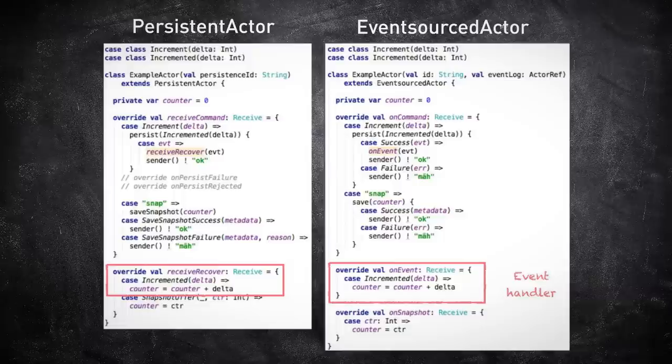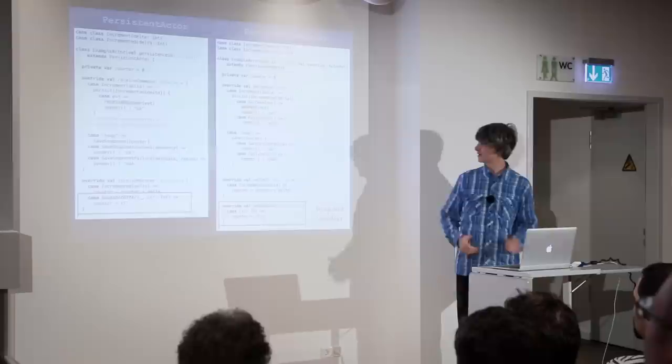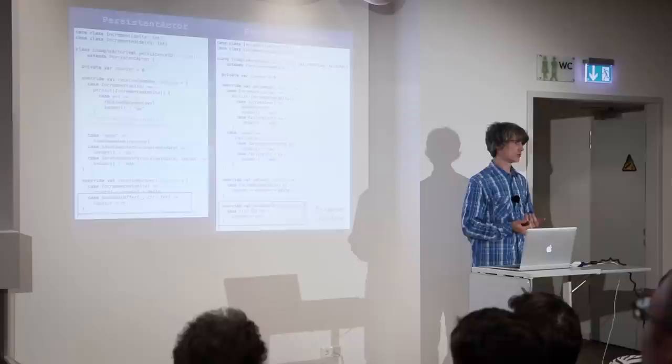Both also have an event handler. In Eventuate, it's called onEvent. It processes the incremented events and updates internal state. The same is done in Akka Persistence. Here, the event handler is called receiveRecover. Both also have a snapshot handler, which is called at the beginning of recovery, if a snapshot is available. So the event sourced or persistent actor can initialize its internal state from the saved snapshot. As you can see, the API is more or less similar.